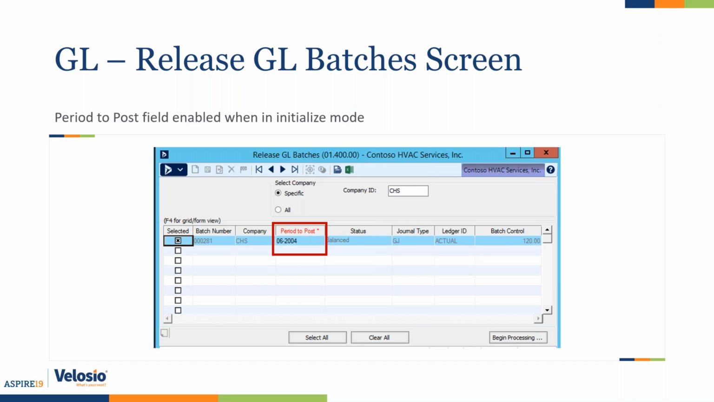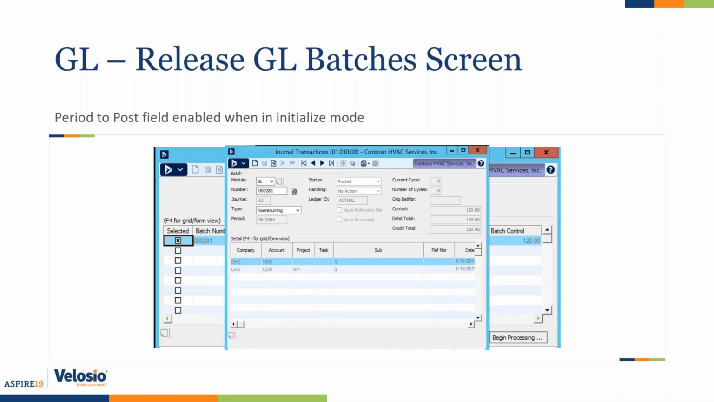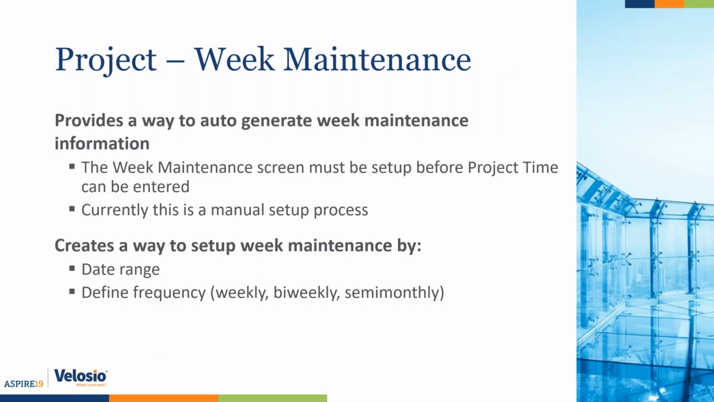Again, a much quicker, easier way to go ahead. And then you see the result is that when that batch got released, if I were to open up the journal transaction screen, you see that it did put the right period. So that was a nice ask, and you'll see in a little bit, we're going to continue with that going forward here in CU3.